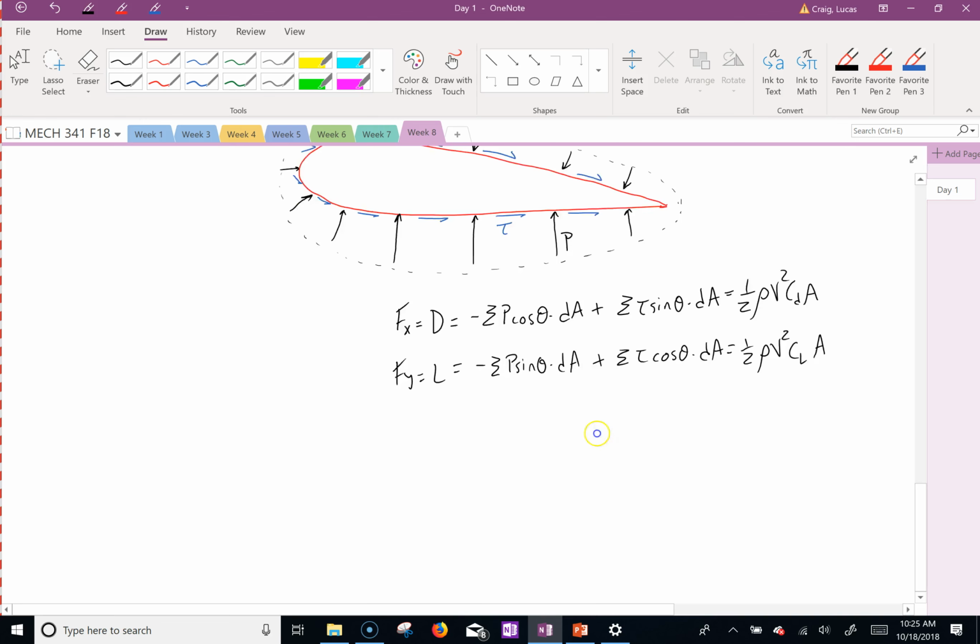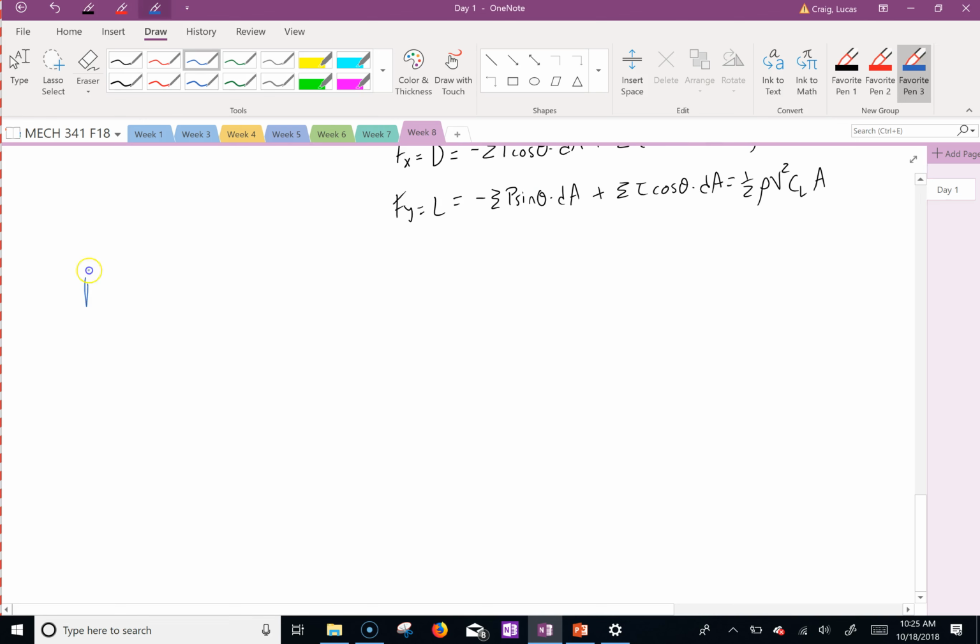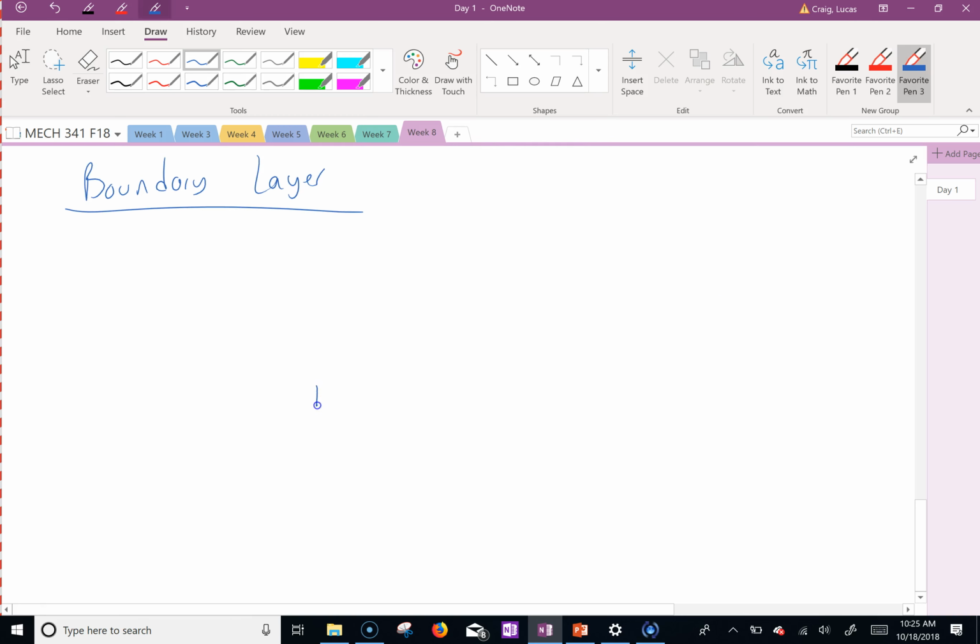Okay, boundary layer. Here is a flat plate. Wow, that is not a flat plate. I don't know why I always make it harder for you. Purple flat plate. And we have flow left here.